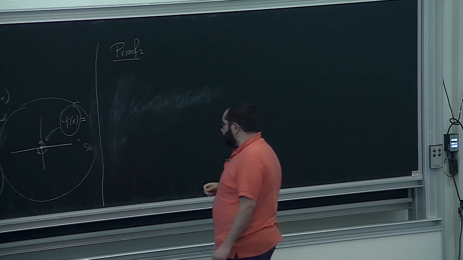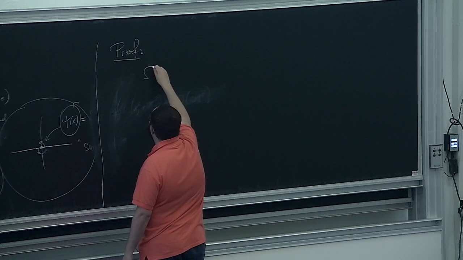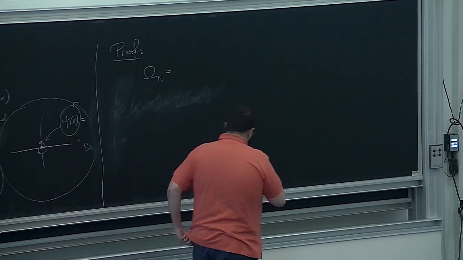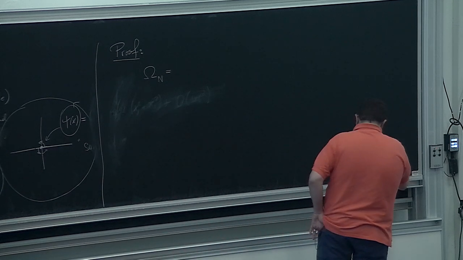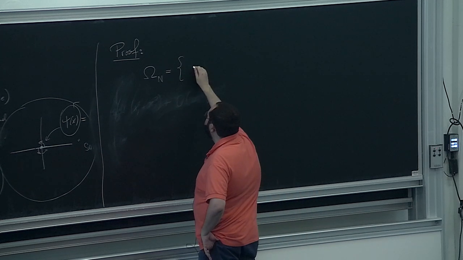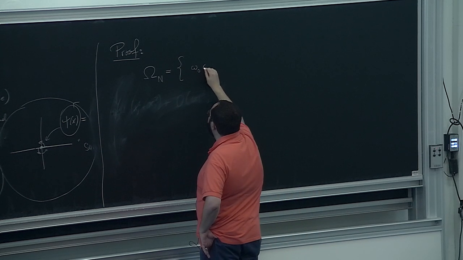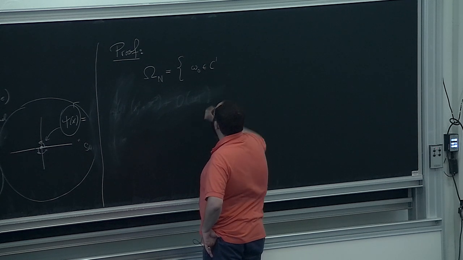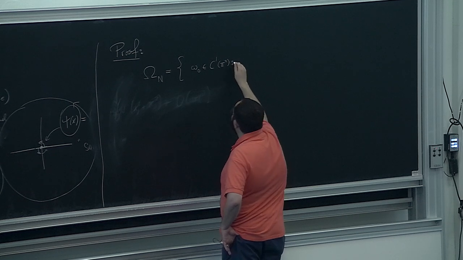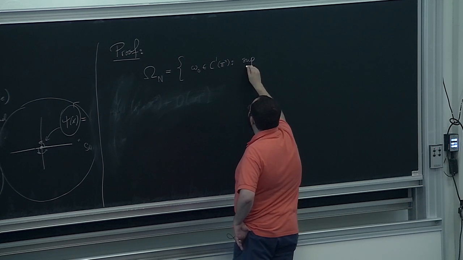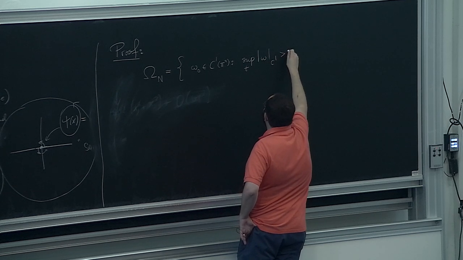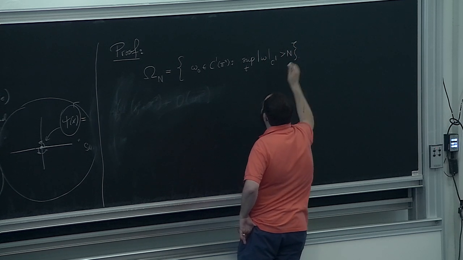Okay, so let me prove the first one. So it's very simple. You just define sets omega n to be, hopefully I get this right and I'm not making some mistakes, the set of all omega 0 in C1 of t2, such that the supremum in time of the omega in C1 is bigger than capital N.